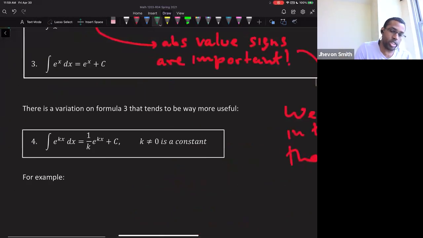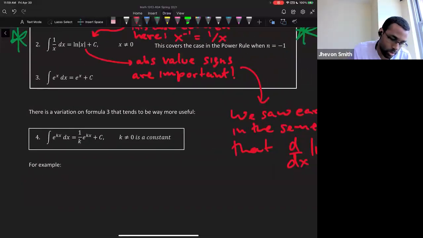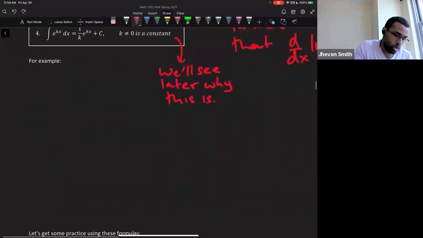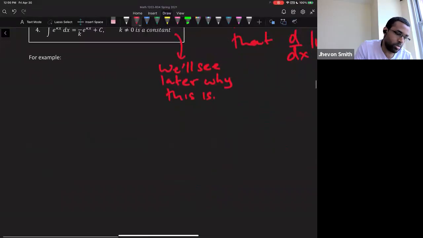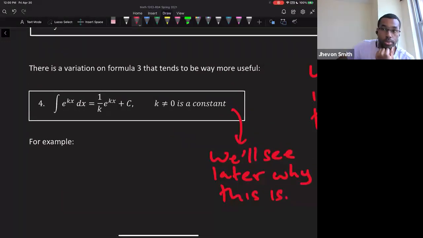We can also refine the exponential rule by this. And I'll show you why this is the case later, but for now, just take it at face value: the antiderivative of e to the kx, aka the integral of e to the kx, is going to be 1 over k times e to the kx. So the exponential is still easy to deal with if you have a constant times the variable in the power instead of just the variable in the power. Of course, your constant is non-zero here.